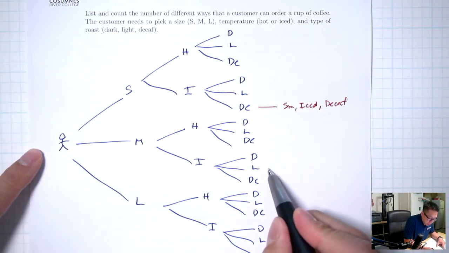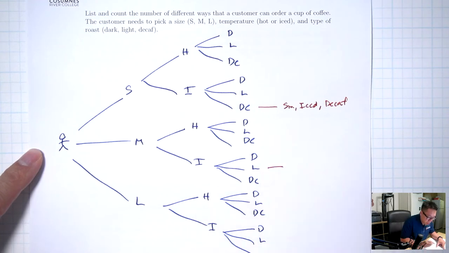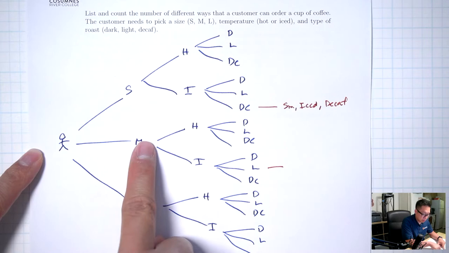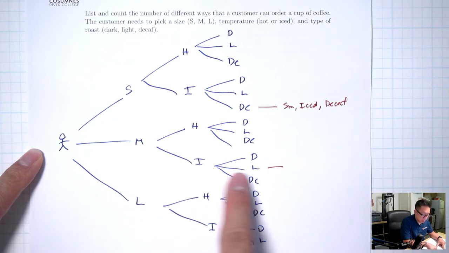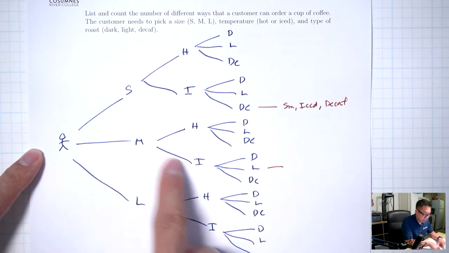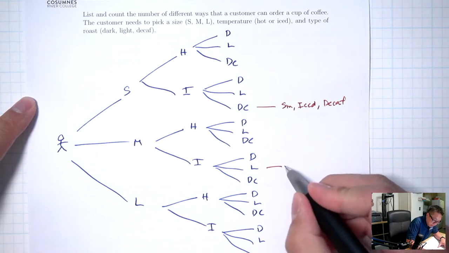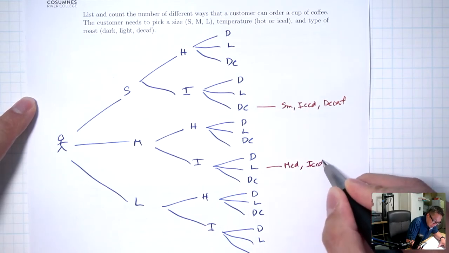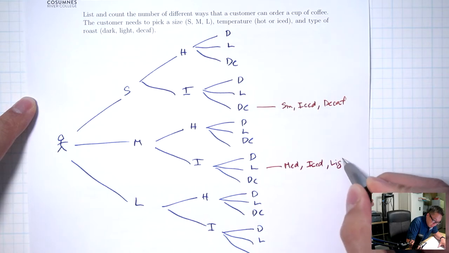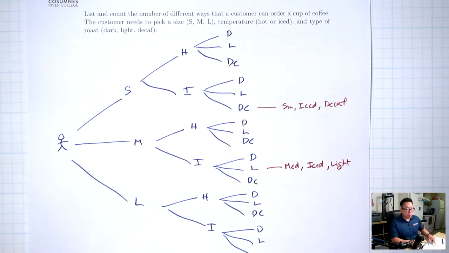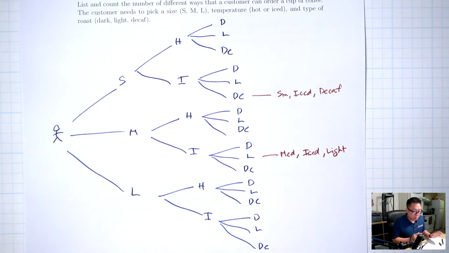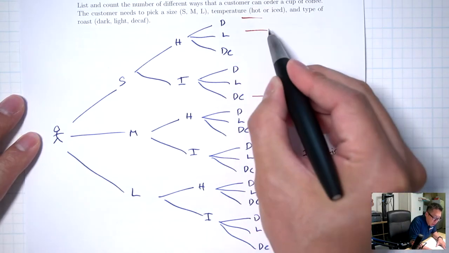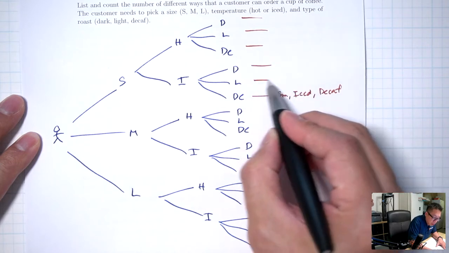Okay, let's try another one. What does this path represent? That path would represent someone going medium, iced, light, right? Medium, iced, light. And so on. So each path, which I'm not going to go through and write what each path represents, each path represents one way that a customer can order a cup of coffee.